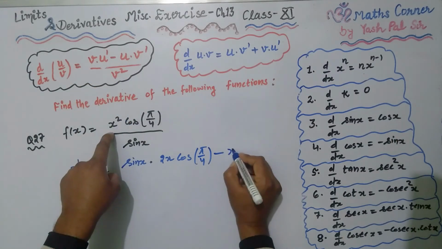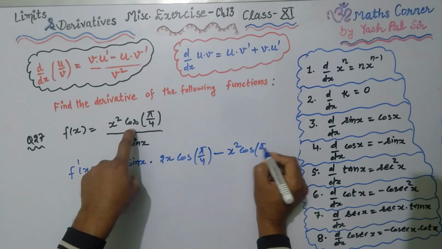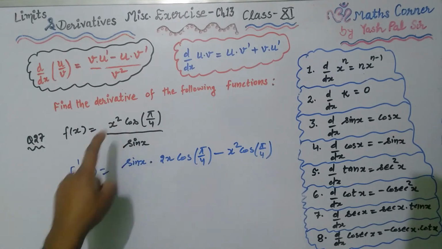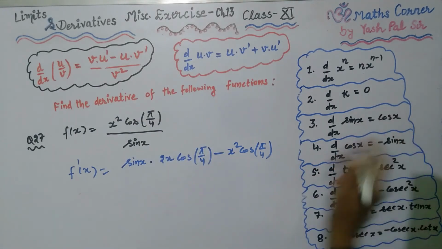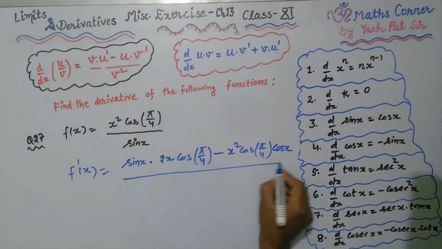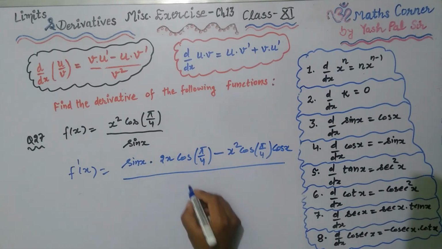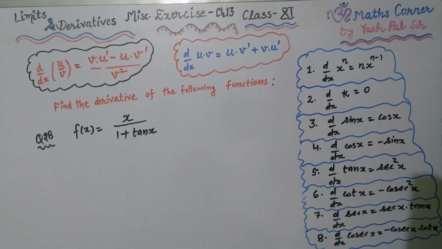u, that is x squared cos pi by 4, into derivative of denominator. Sin x derivative is cos x. Whole divided by square of denominator, sin squared x. Right? So this is the answer. Now next question. Question number 28.